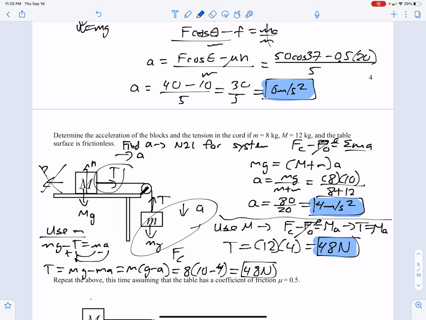So you'll see you get the same result no matter which mass you choose. But when you have to find tension, you have to choose one of the two.